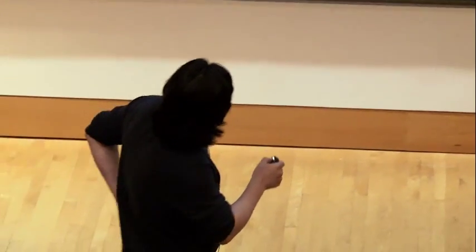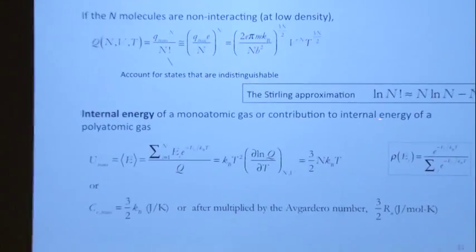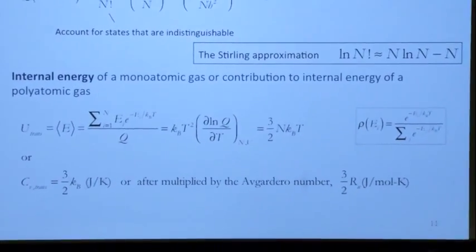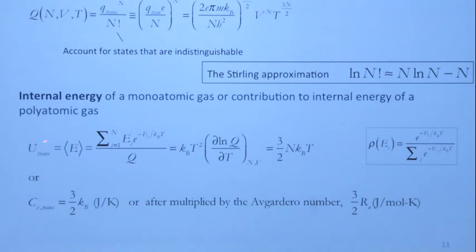So the internal energy of a monoatomic gas, or the contribution of internal energy by a polyatomic gas without considering rotation and vibration, is essentially the mean energy. The mean energy is obtained by taking this density of energy states multiplied by the energy level itself. You sum all possible energy levels up, divided by the total number of ways you distribute this energy. This is essentially doing the mean.